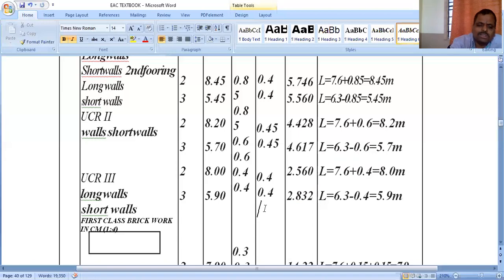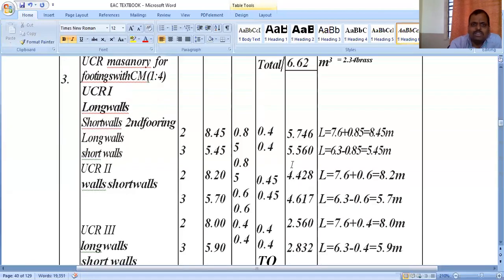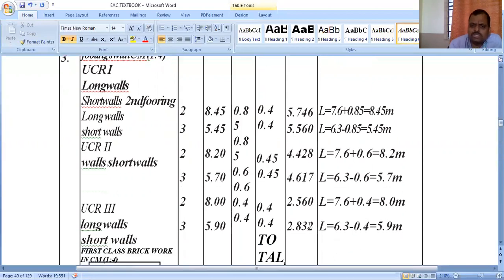Here I will write total UCR masonry. So how much will be the total? You just have to go on adding UCR step 1's quantity, UCR step 2's quantity, and UCR step 3's quantity. Here, see, I will show you how to calculate it. Just go on adding 5.76 plus 5.56 for step 1, 4.428 plus 4.617 for step 2, and 2.56 plus 2.832 for UCR step 3. So how much will it be?